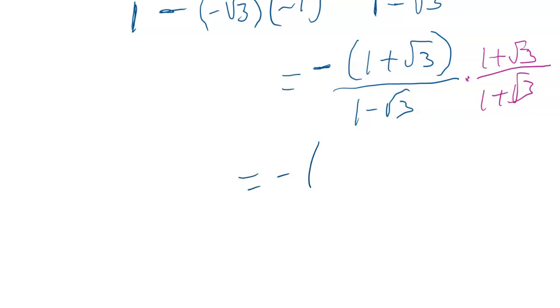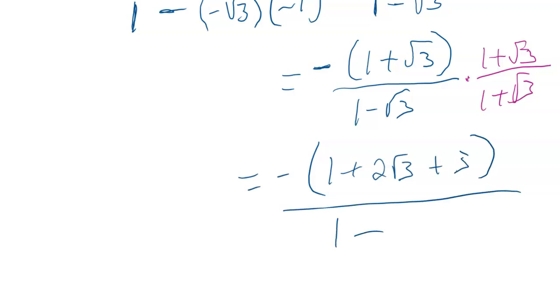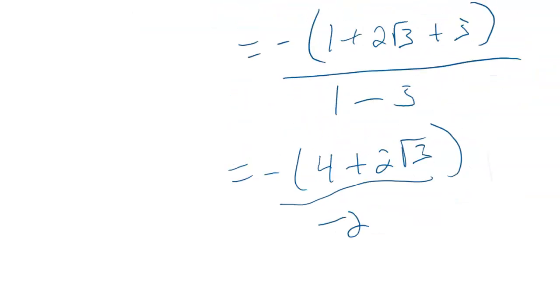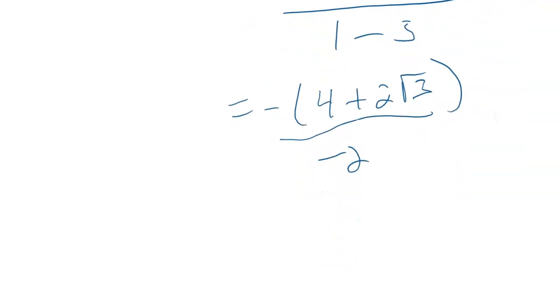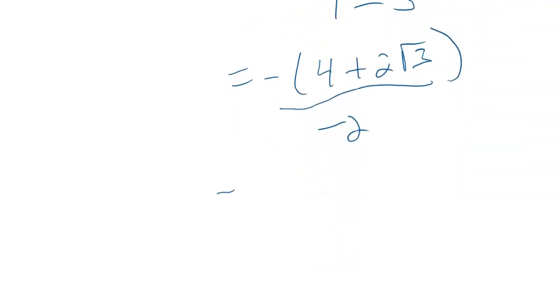So I get negative, and then I'm going to multiply this whole thing out. I get 1 plus, when I multiply the insides together, 2 rad 3, and then last times last, I'll get plus 3. Denominator is going to be 1 minus 3. It's a difference of two squares. Okay, that's no big deal. I like just simplifying. Continue to simplify.